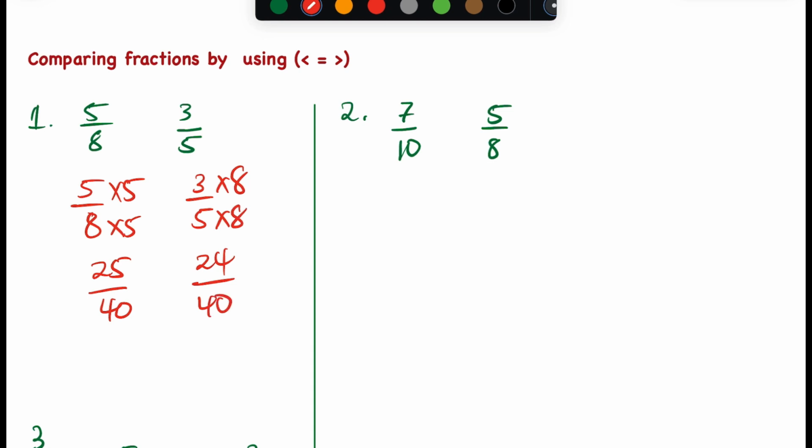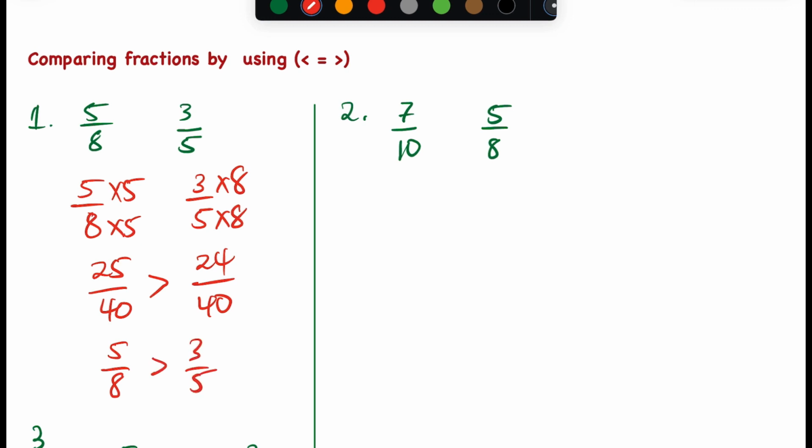So now comparing these two fractions, you can now compare because the denominators are the same. But now where are you going to look? You're going to look at the numerators. Now it simply means that this numerator 25 and 24, 25 is greater than 24, so we're going to put greater there. So we go back to the initial ones, 5 over 8 is greater than 3 over 5.